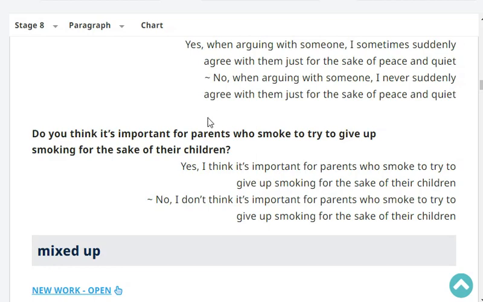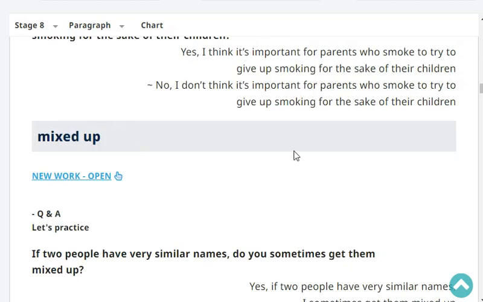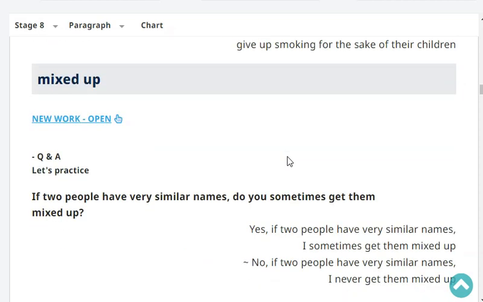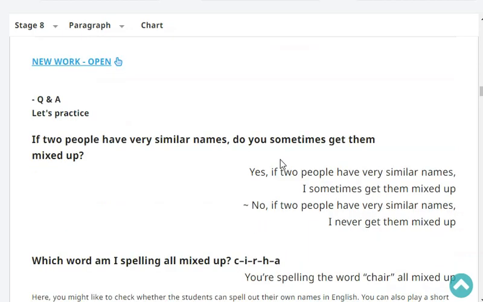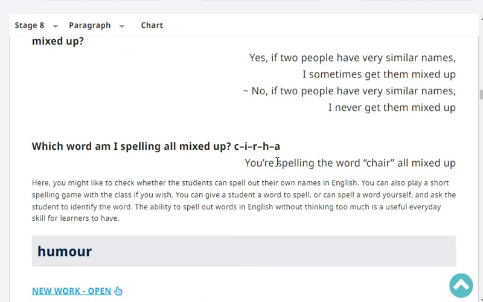Mixed up. If two people have very similar names, do you sometimes get them mixed up? Yes. If two people have very similar names, I sometimes get them mixed up. Which word am I spelling all mixed up? C-H-I-R-A. You are spelling the word chair all mixed up.